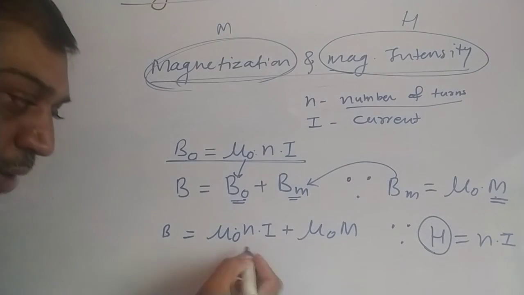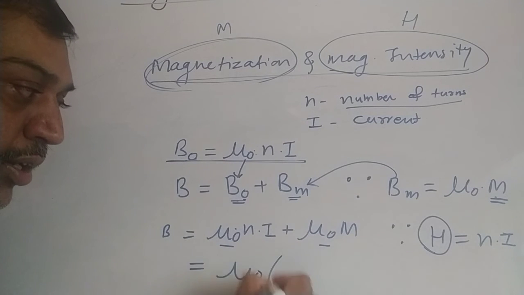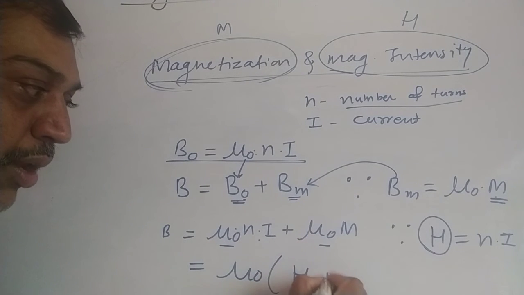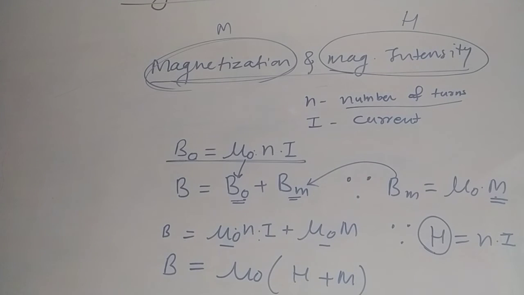So we can put this value here. We can write here mu0 is common here and here. This is H plus M inside the bracket, that is the resultant magnetic field. B equal to H plus M.